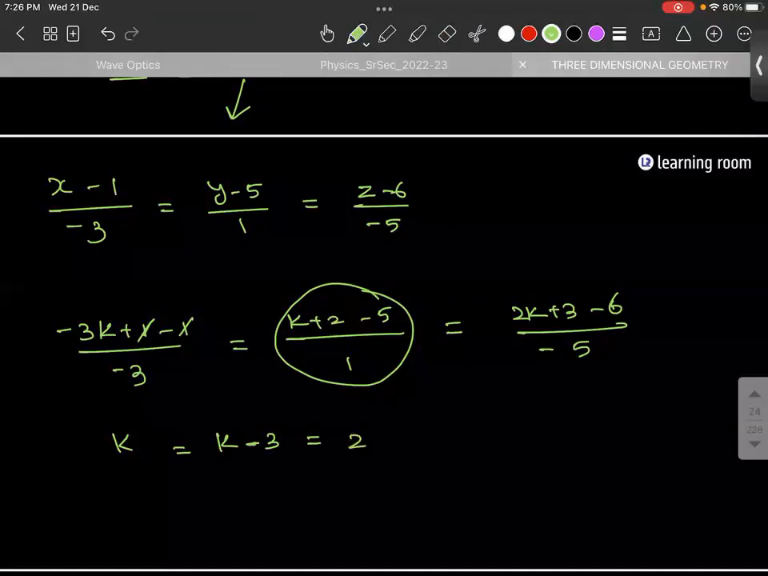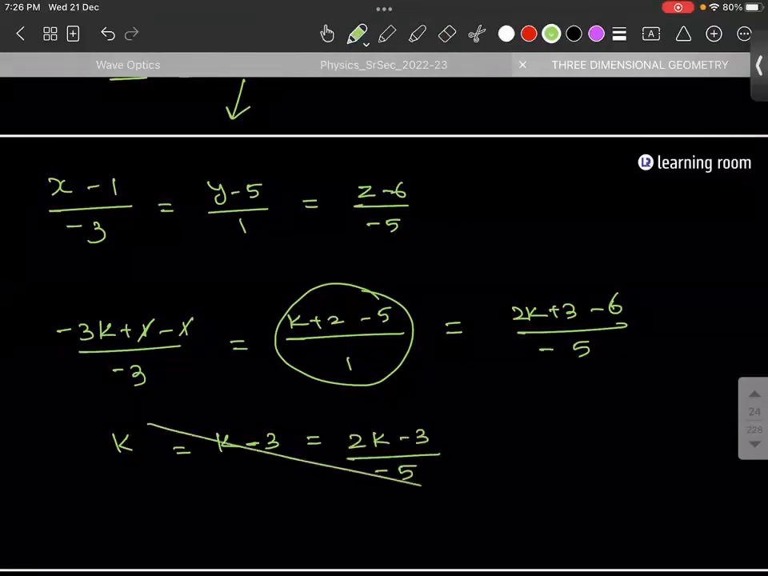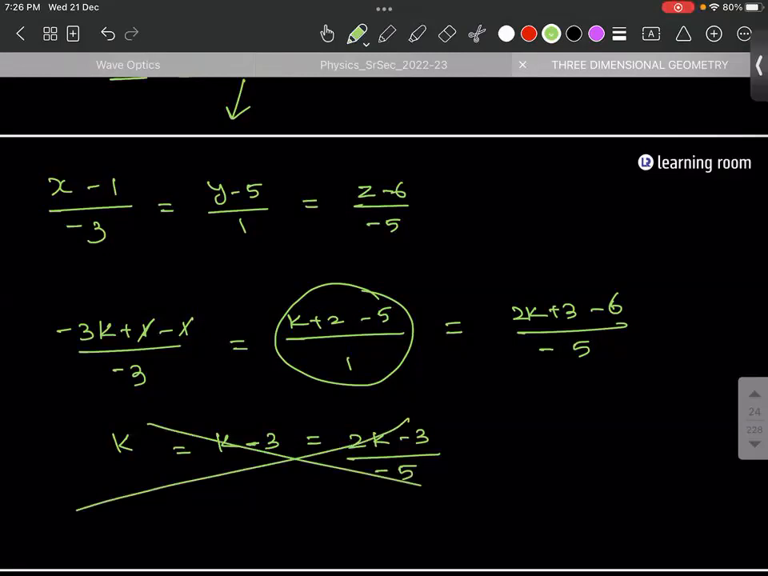And here you are getting 2k minus 3 by minus 5. So they are not matching. Hence, they do not intersect.